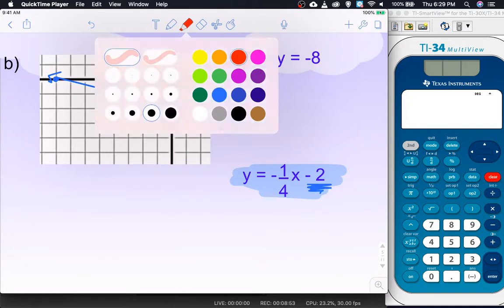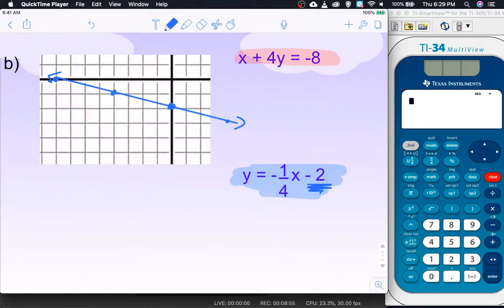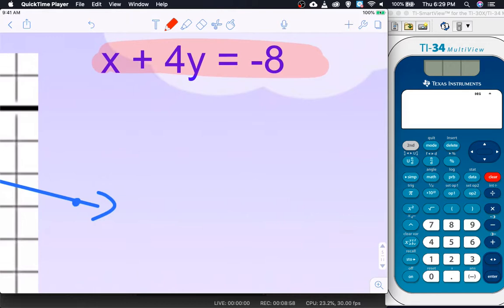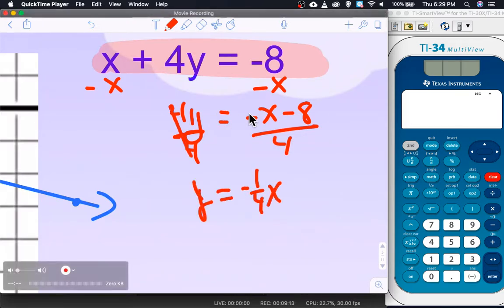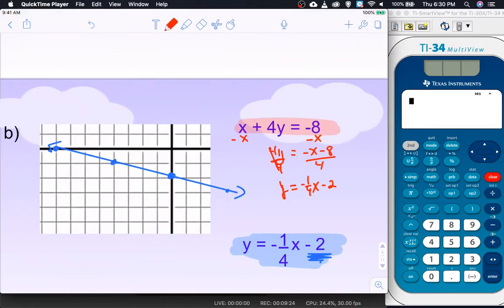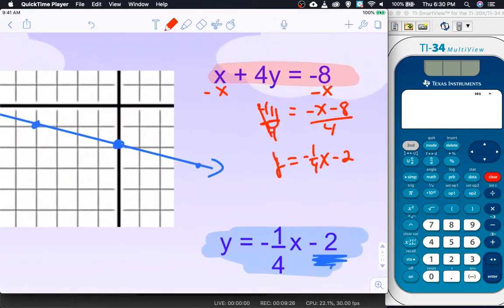All right, so red equation, top equation. Solve for y. I'm going to subtract x on both sides. I'm going to get 4y equals -x minus 8. When I divide by 4 on both sides, these cancel out, and y equals -1/4 x. That's -1x divided by 4, -1/4 x. And -8 divided by 4 is -2.